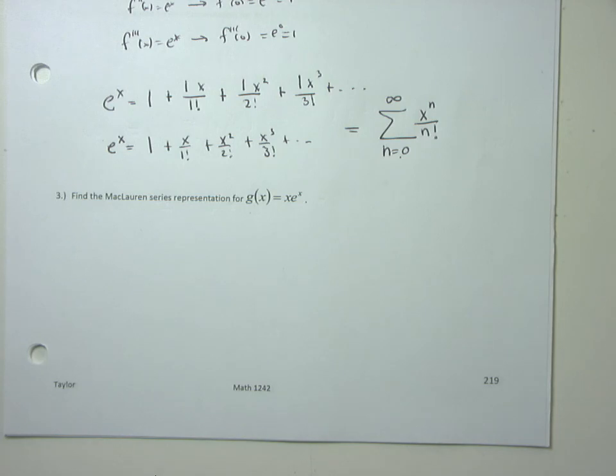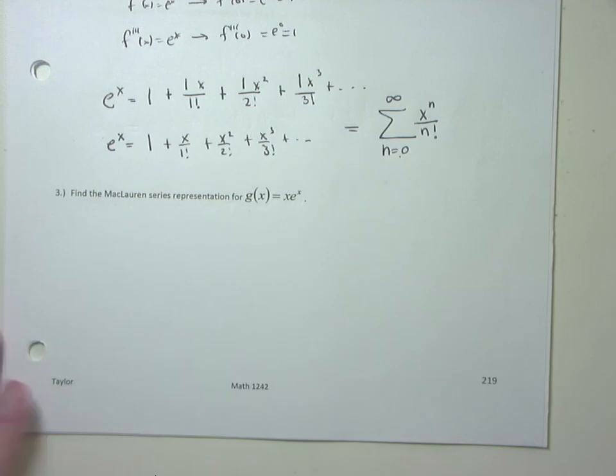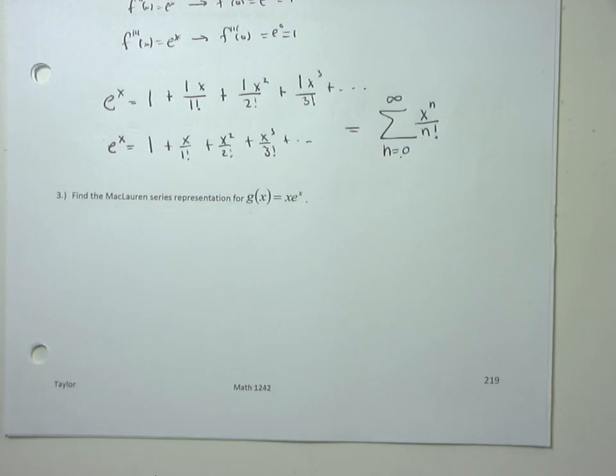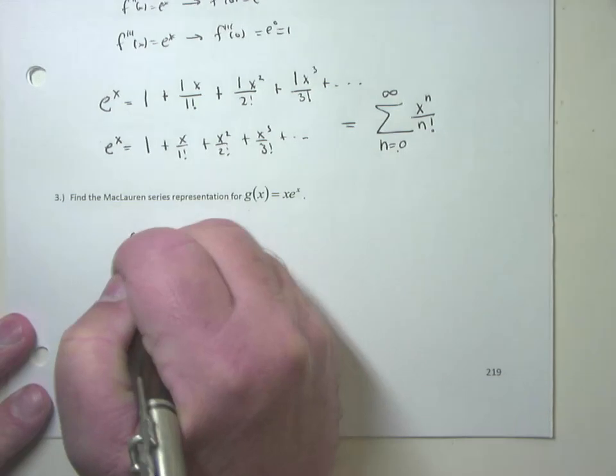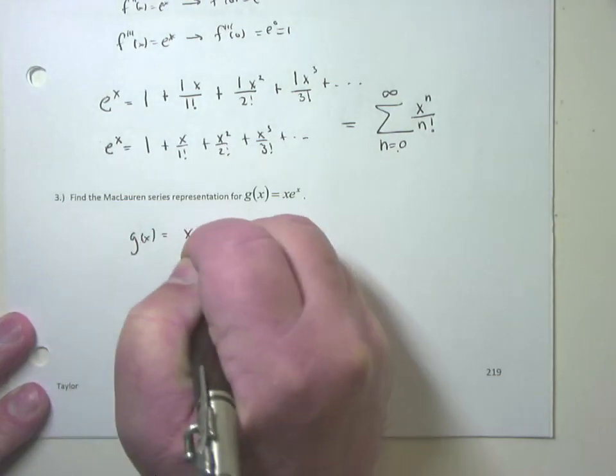Let me show you. All right, find the Maclaurin series representation for g of x equals x times e to the x. If you can come up with a power series for just part of the problem, you can extend that to the entire problem. This is a trivial problem. Let me show you. g of x is equal to x times e to the x.